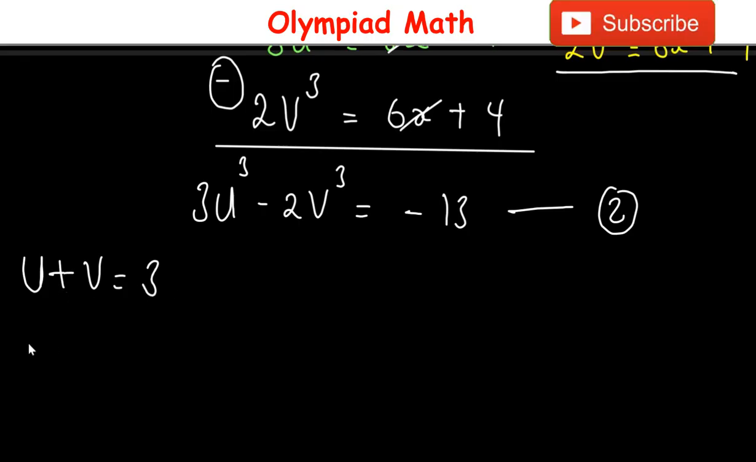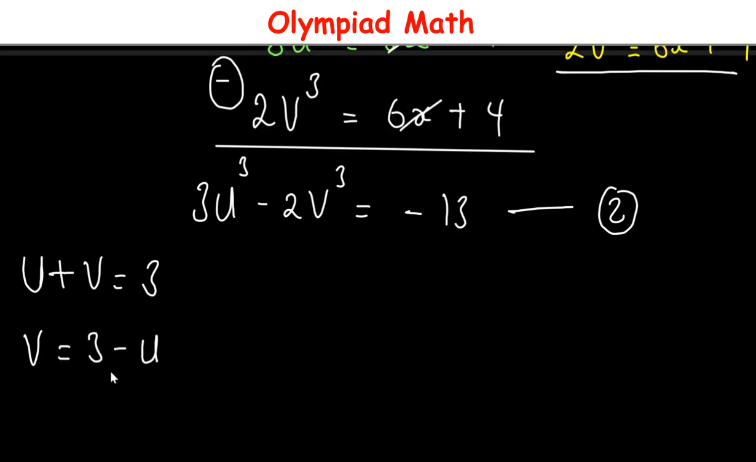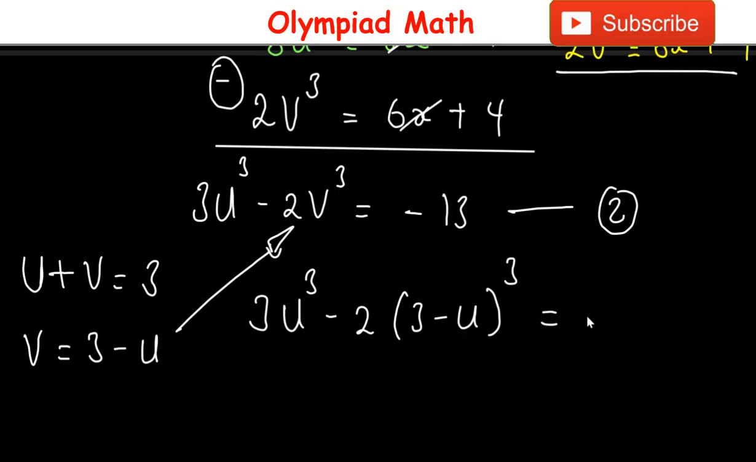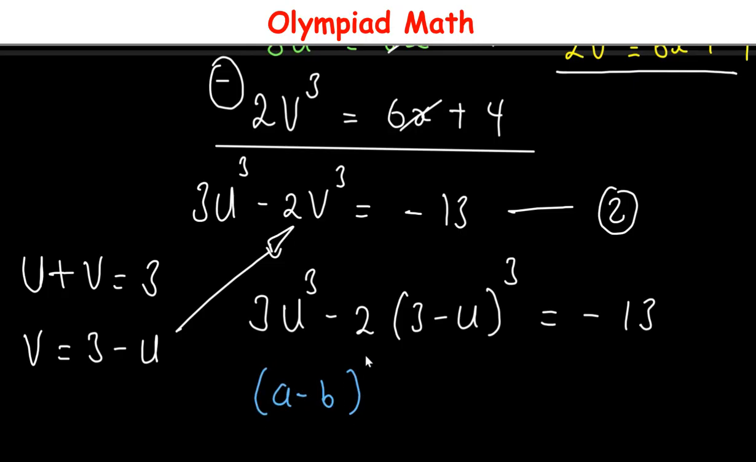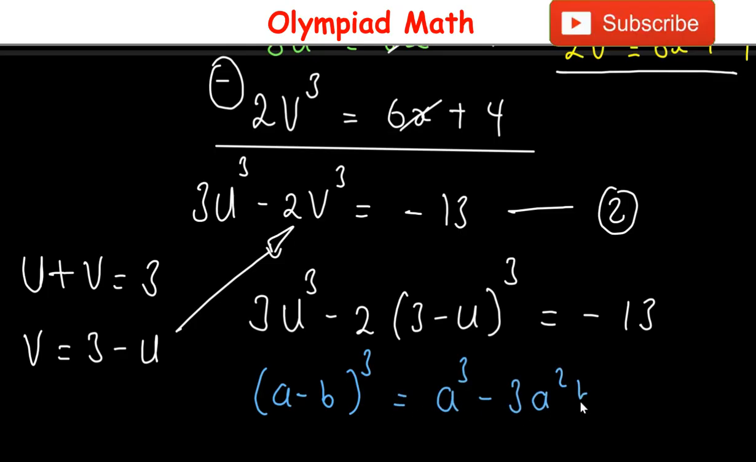Let us then solve for v. So v is equal to 3 minus u. Okay, so input the value of v as 3 minus u into this right here. So this then becomes 3u cube minus 2 into bracket 3 minus u all raised to power 3 is equal to minus 13. Then making use of this rule, if you have in bracket a minus b all raised to power 3, this equals a cube minus 3a squared b plus 3ab squared minus b raised to power 3.